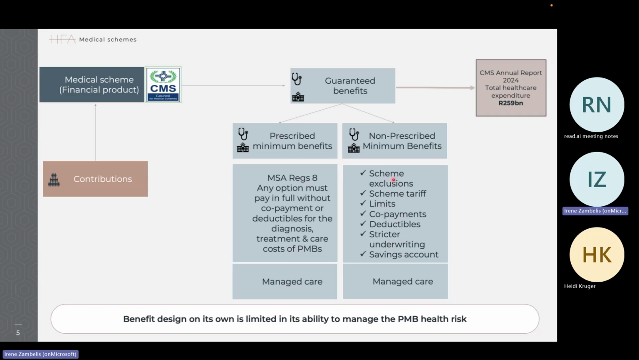When it comes to the prescribed minimum benefits, Regulation 8 of the Act says any option must pay in full, not limited to the scheme tariff, without co-payments or deductibles for the diagnosis, treatment and care costs of PMBs. Now, we know this isn't an open checkbook. It can be limited, and that's where managed care comes into play, where you can limit it to what is PMB level of care.